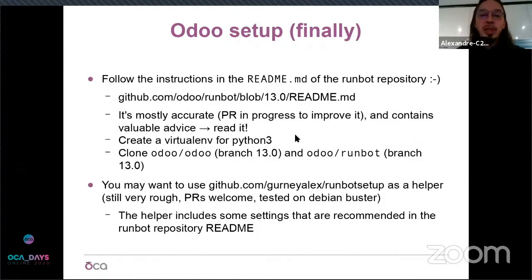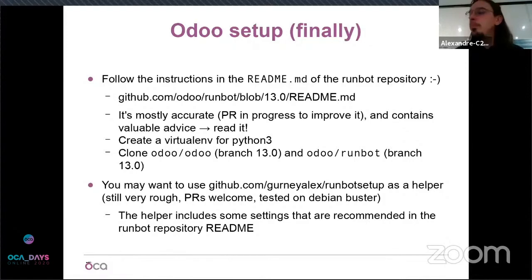What you will need to do also, and I repeat here, do not run Odoo Runbot inside Docker. You'll have lots of issues, and it won't work in the end unless you're a Docker wizard. So do it the old-fashioned way. Create a virtual environment for Python 3. Clone Odoo and Odoo Runbot, branch 13, and do it the normal way.